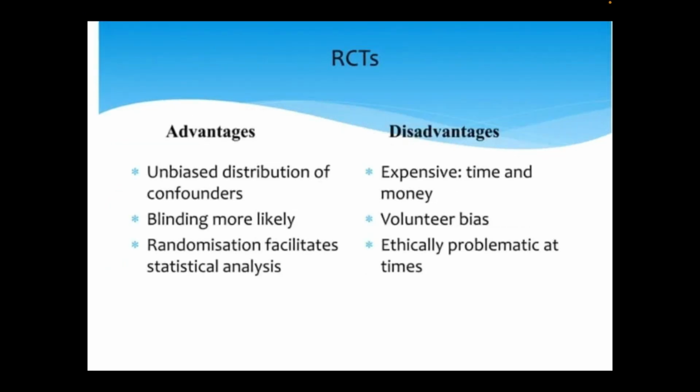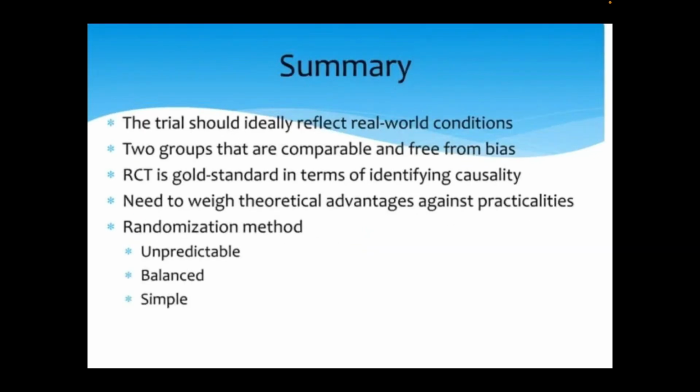Let's talk about the advantages and disadvantages of RCTs. The advantages are unbiased distribution of confounders, blinding is more likely, and randomization facilitates statistical analysis. The disadvantages are that they are expensive in time and money, subject to volunteer bias, and ethically problematic at times.